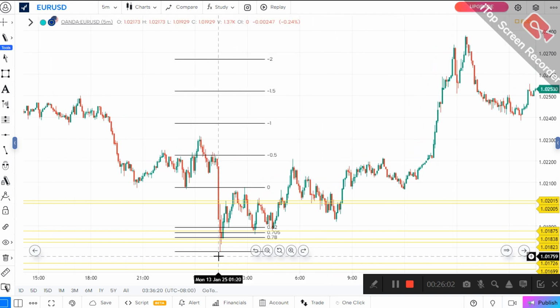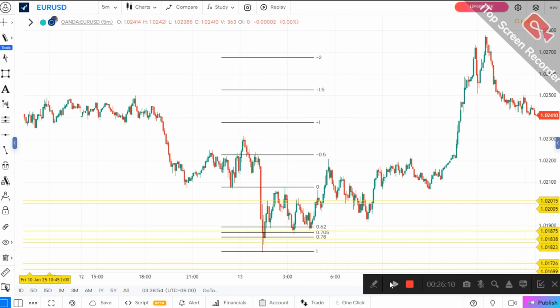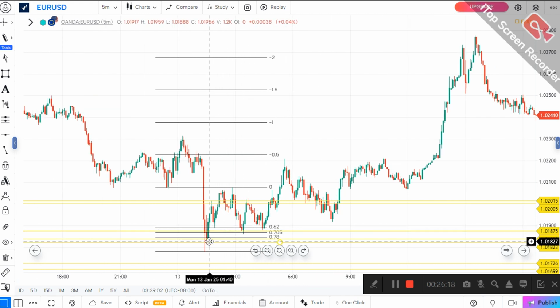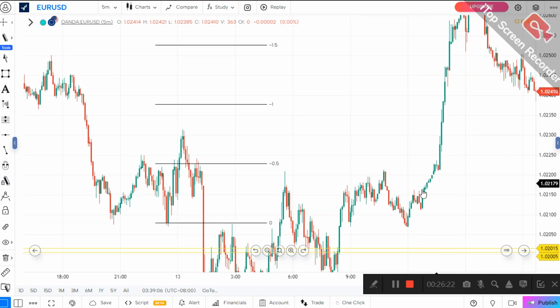We draw the fib from that low to that high. Now, optimal trade entry, so this line will be more important. This is the same point to reject and go into the upside. Let me just zoom in.